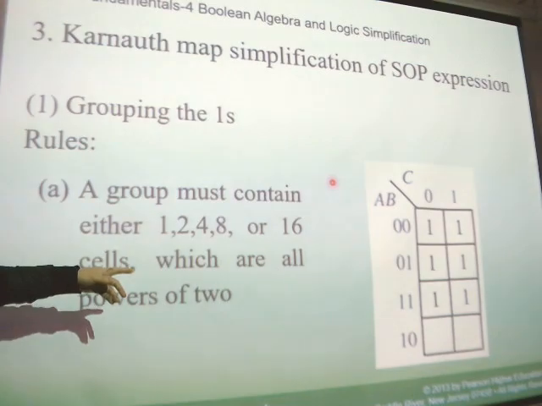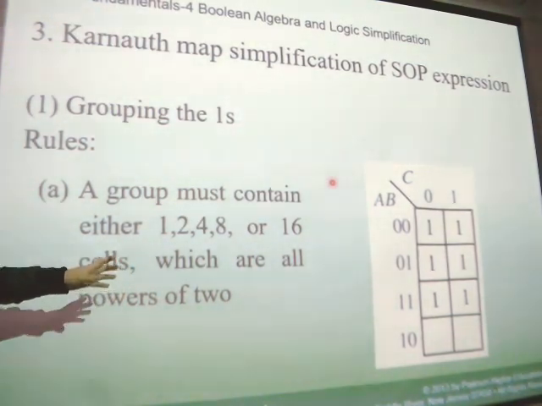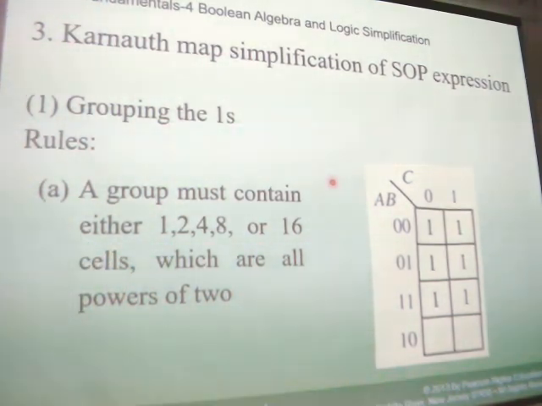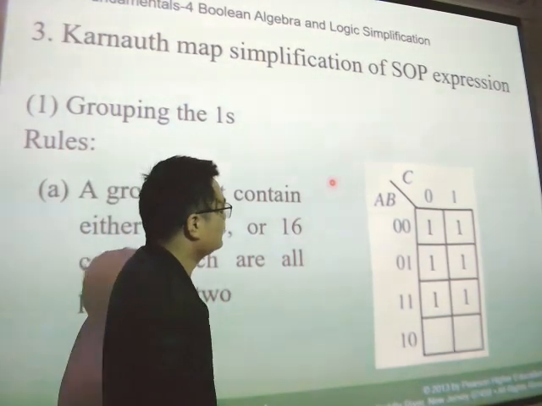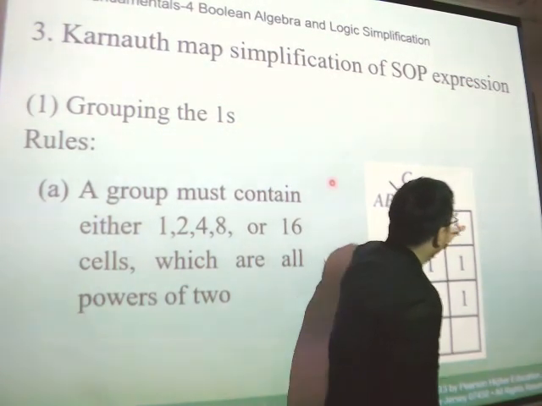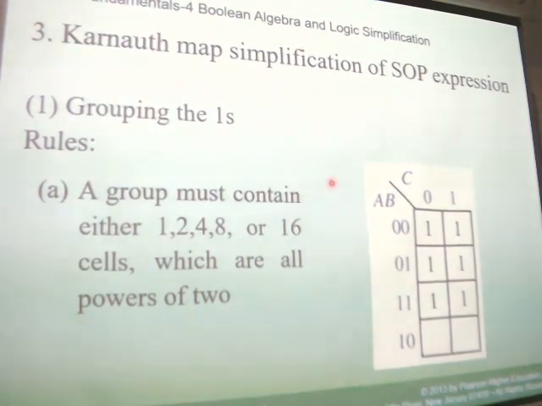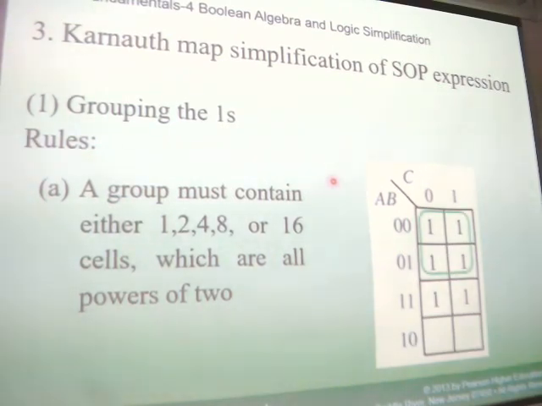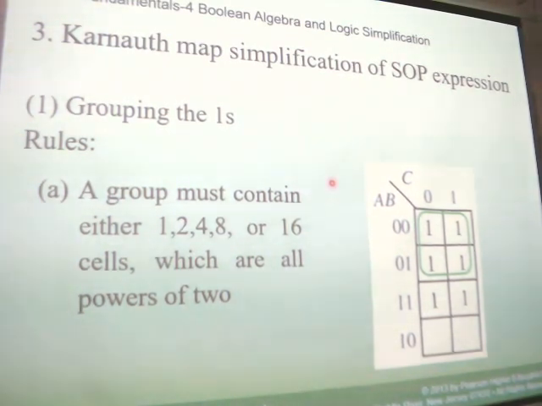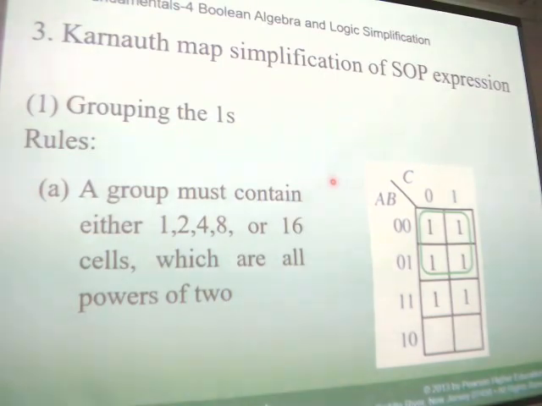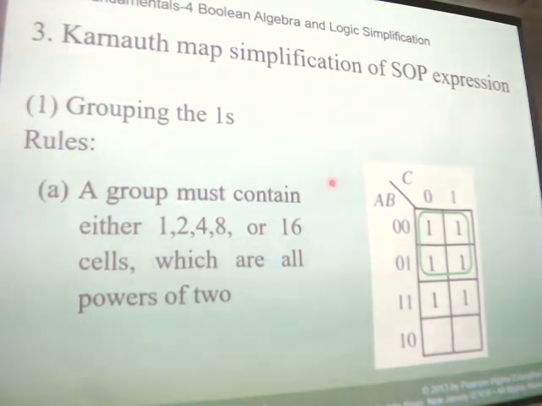So the 6 ones can be divided into 2 groups. But we know that the 4 ones are adjacent to each other. So the 4 ones can be divided into 1 group.